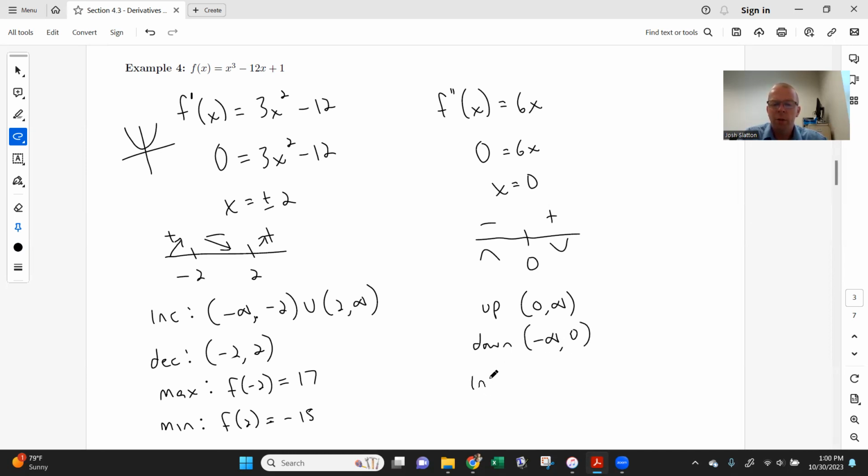And then the inflection point, and it is a point, so you're going to put an ordered pair. So obviously it changes at 0. So we're going to plug 0 into the original function. And of course, we get 1 when we do that. So the inflection point is (0, 1).